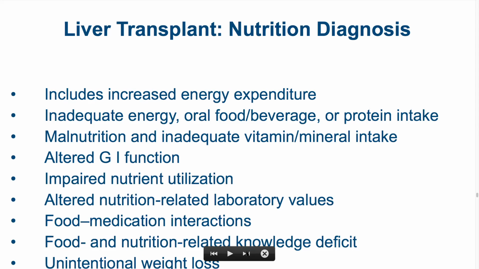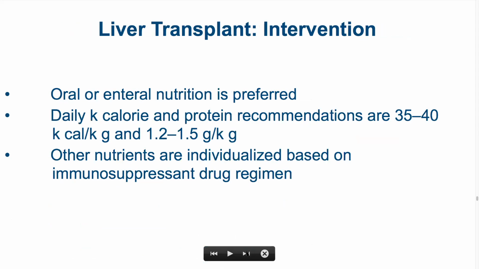Nutrition diagnoses range from all of these on the slide. I'll just read a few. It includes increased energy expenditure, inadequate energy, oral food or beverage or protein intake, altered GI function, altered nutrition-related laboratory values, food-medication interaction, and unintentional weight loss. For intervention, oral or enteral feeding is preferred. Daily calorie and protein recommendations are 35 to 40 calories per kilogram and 1.2 to 1.5 grams of protein per kilogram. Other nutrients are individualized based on immunosuppressant drug regimen.